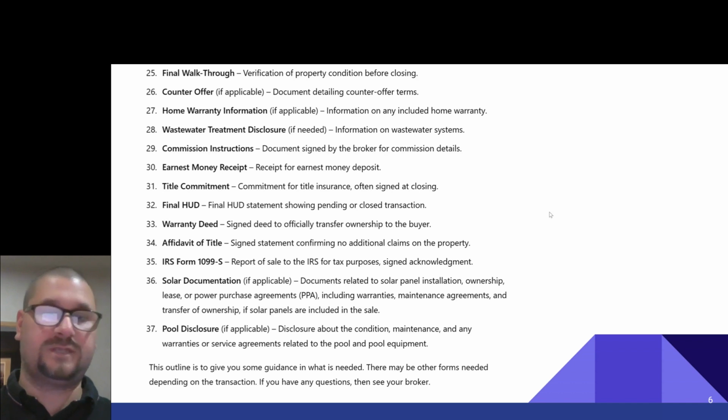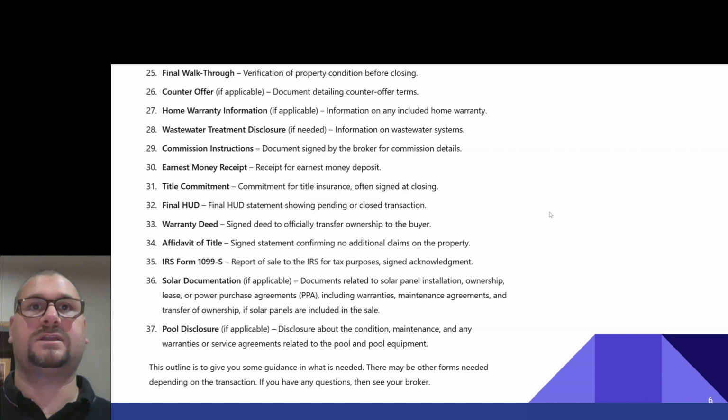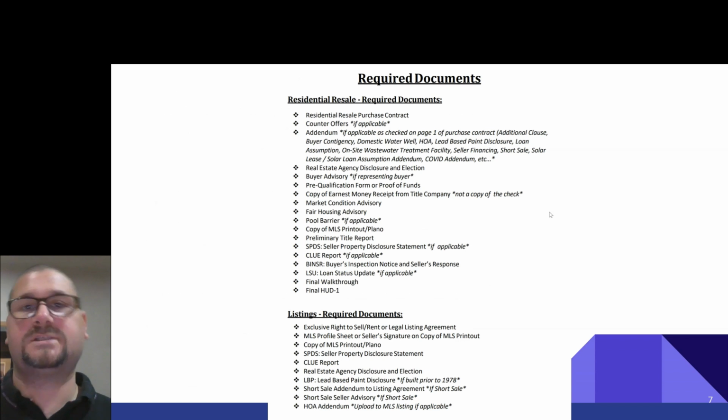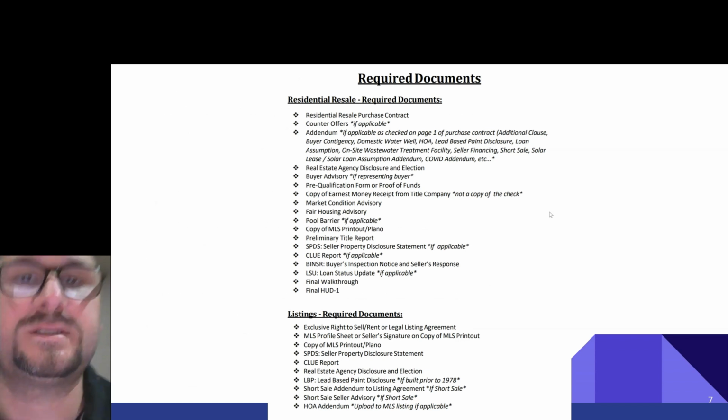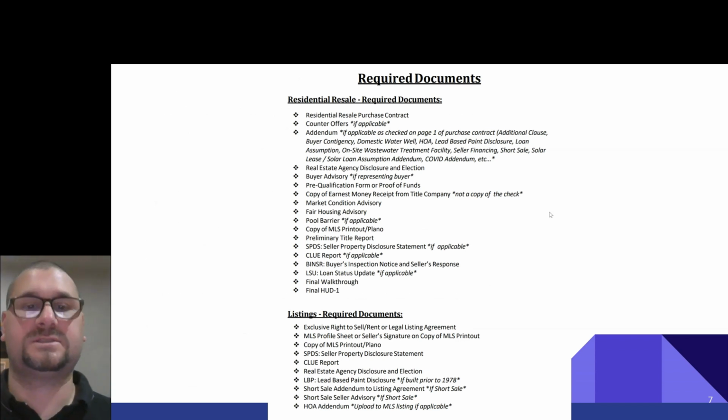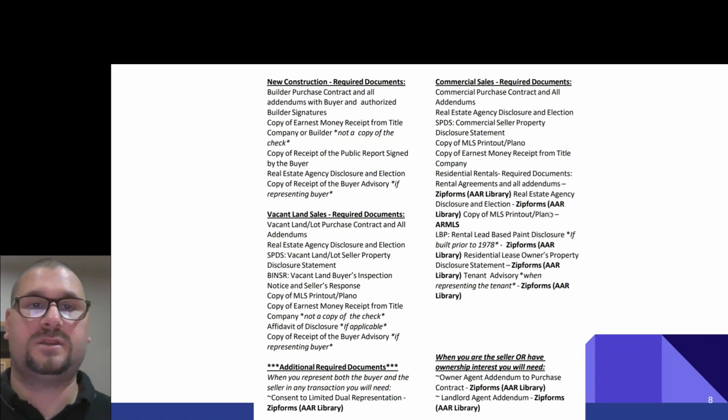So this outline is going to give you some guidance in what contracts are needed for the seller. There may be other forms needed, depending on the transaction. If you have any questions, then see your broker. This is another list of residential documents, and here's listing required documents as well. Here's going to be another list.